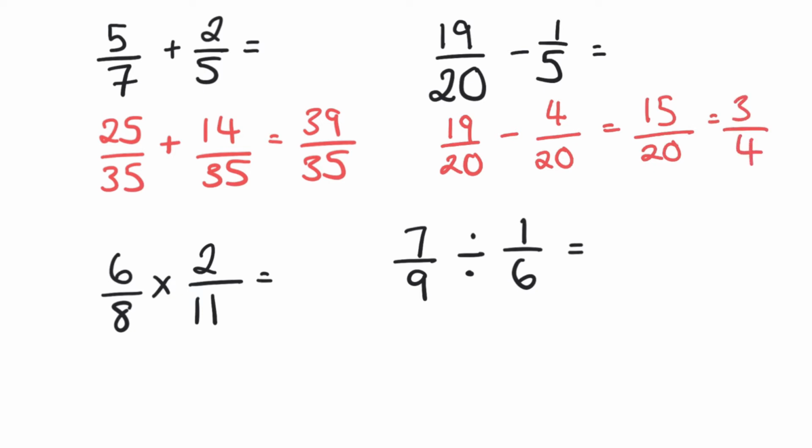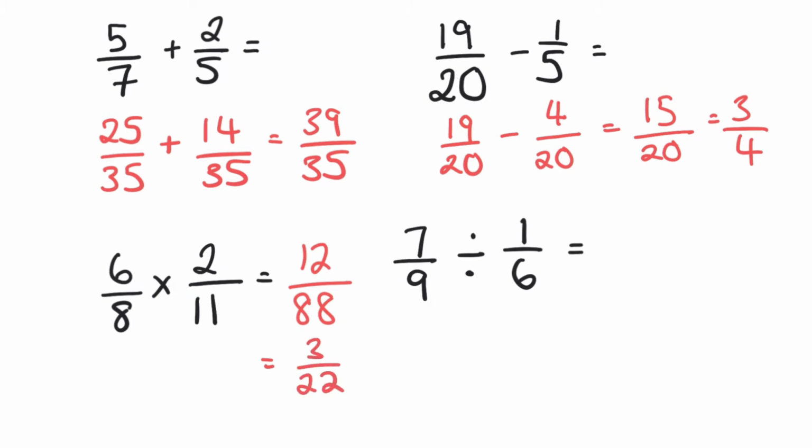So to multiply, we're just going to times the top two numbers together and the bottom two numbers together, and then we can look at simplifying. So 6 times 2 is 12 and 8 times 11 is 88. So we can divide top and bottom by 4 here, so that's simplified down to 3 over 22.